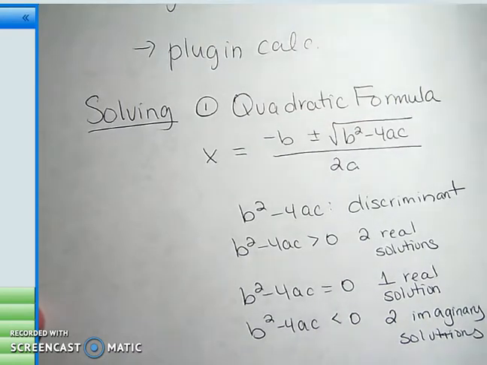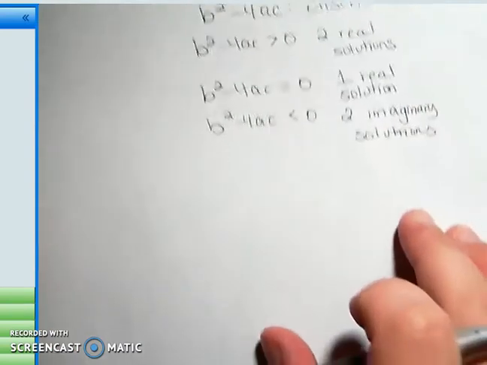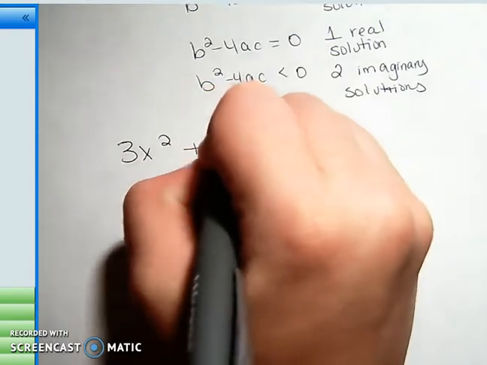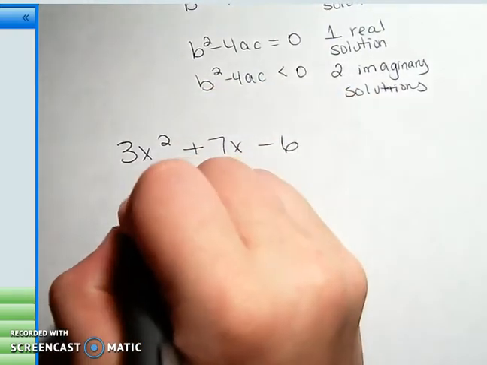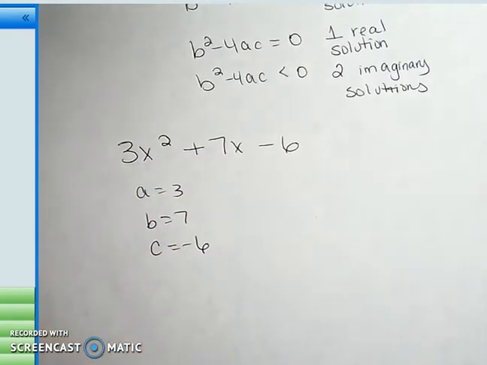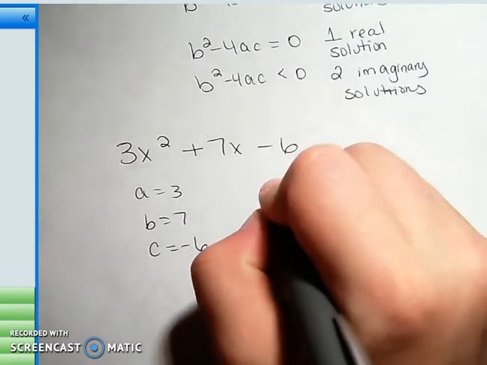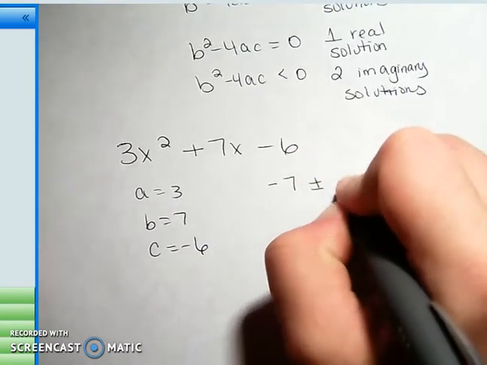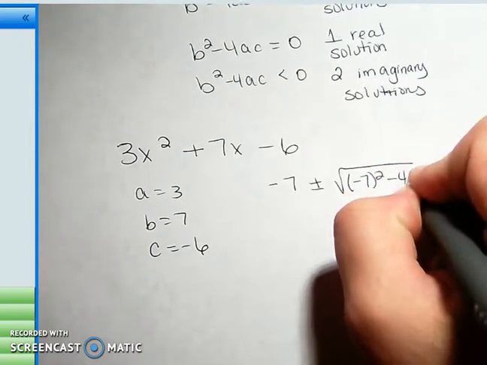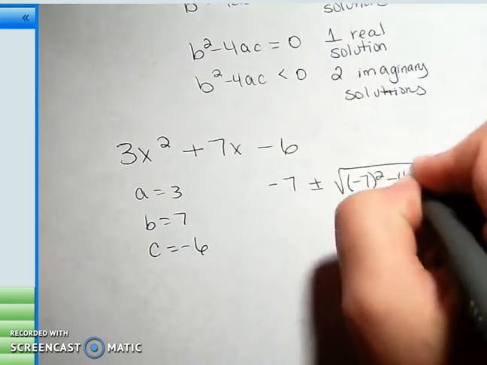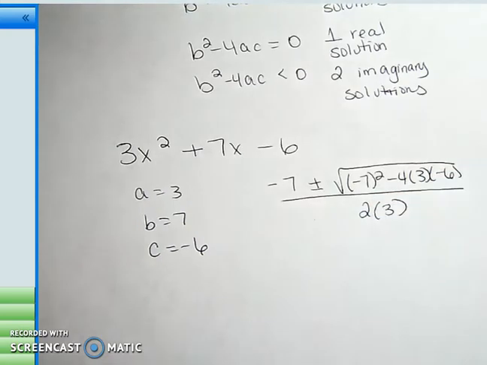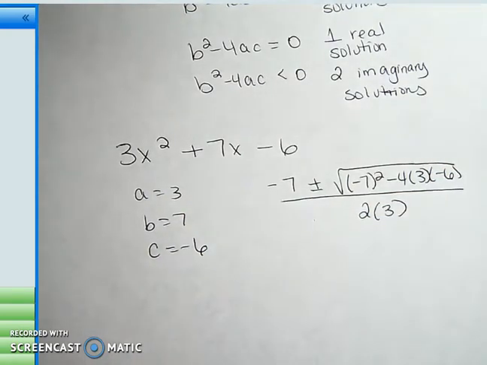So let's do an example using the quadratic formula just to make sure we know. If I wanted to solve 3x squared plus 7x minus 6, here our a is 3, b is 7, c is negative 6. I'm going to plug it in my formula. So the opposite of b, plus or minus the square root of b squared minus 4ac, all over 2a. And I always plug everything in parentheses so that I don't forget something.